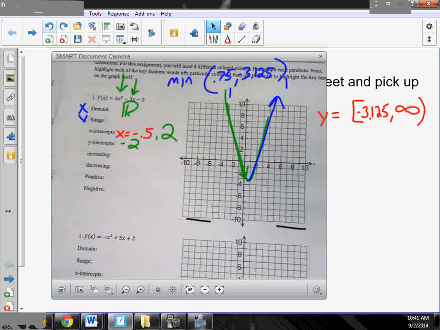I want to know which x values are represented on that right side, on that increasing portion. What is the first x that starts to go up? Well, negative 3.25 is a y value, right?